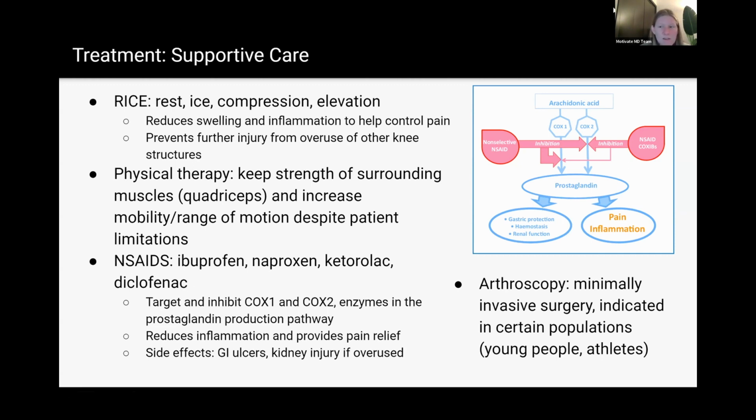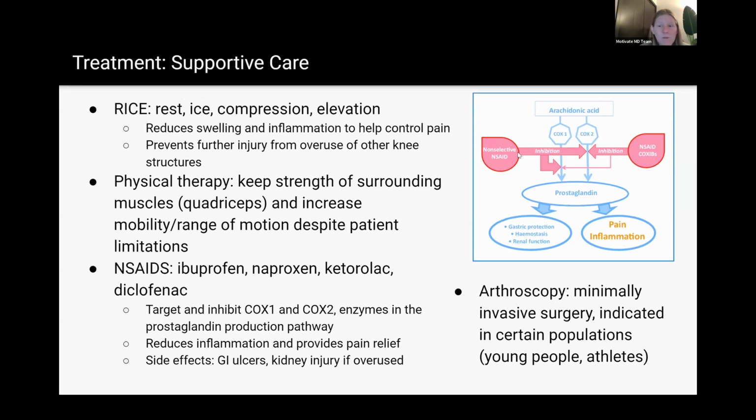And the function of this is going to be, up here in this diagram, we have inhibition of these enzymes called COX-1 and COX-2. And this is the enzyme that helps convert certain molecules into prostaglandins.